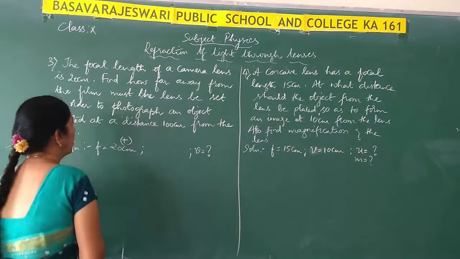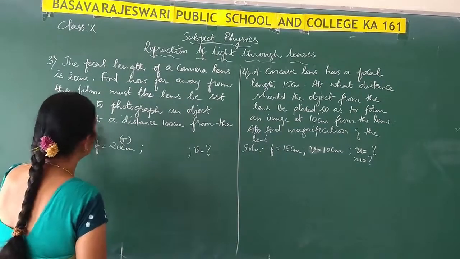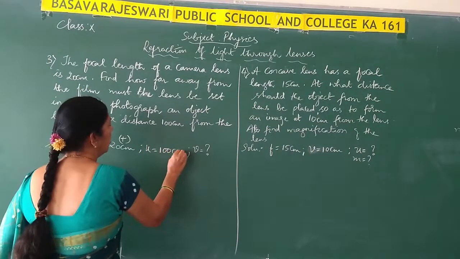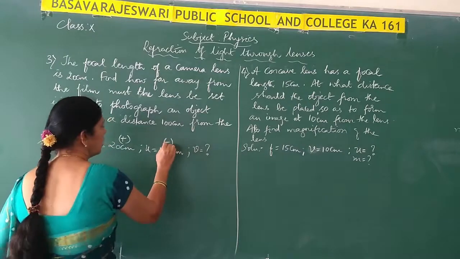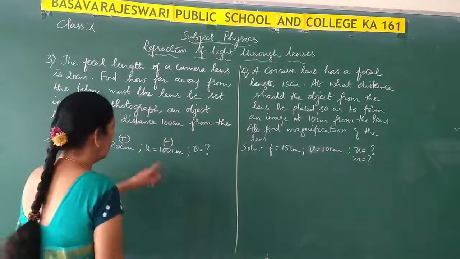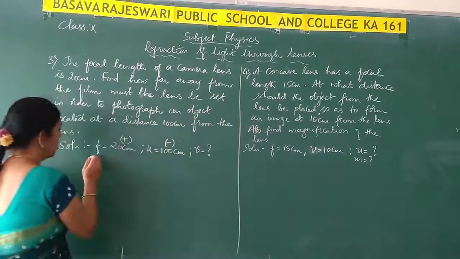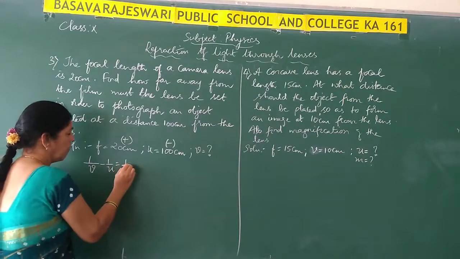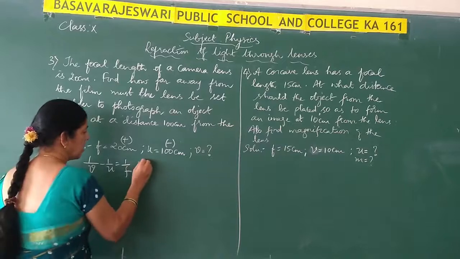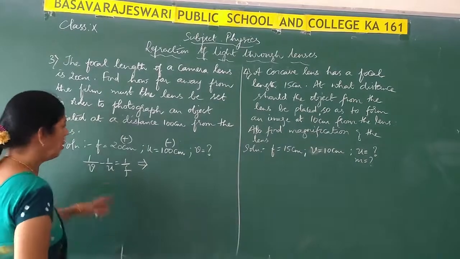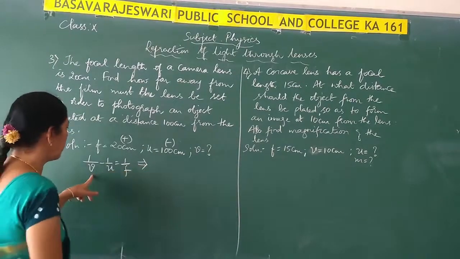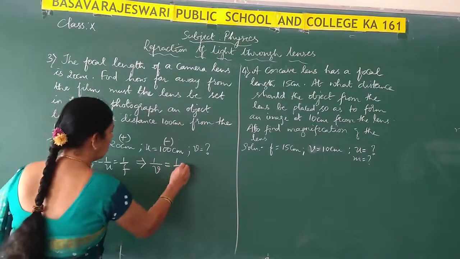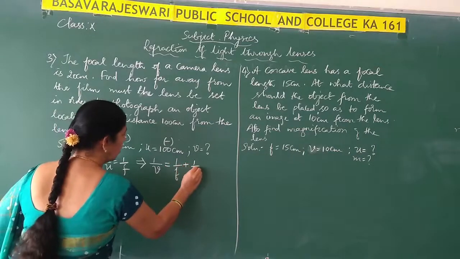Okay. What is the object distance? The object is located at a distance of 100 cm. And because it is a convex lens, object distance must be taken with the negative sign. So use lens formula 1 by V minus 1 by U is equal to 1 by F. Is it not? Now what you have to calculate here? V you should calculate. So 1 by V will be equal to 1 by F plus 1 by U.